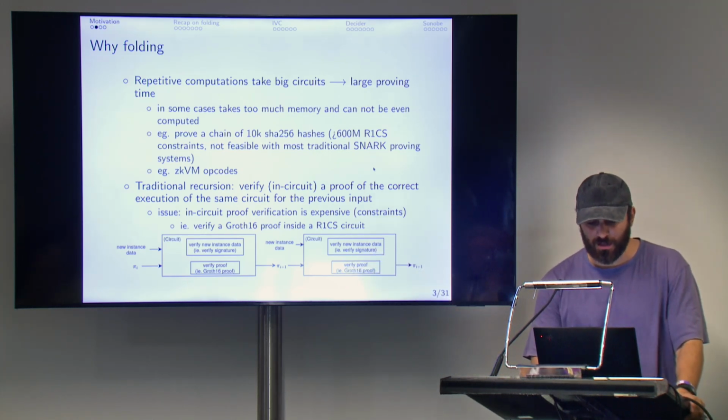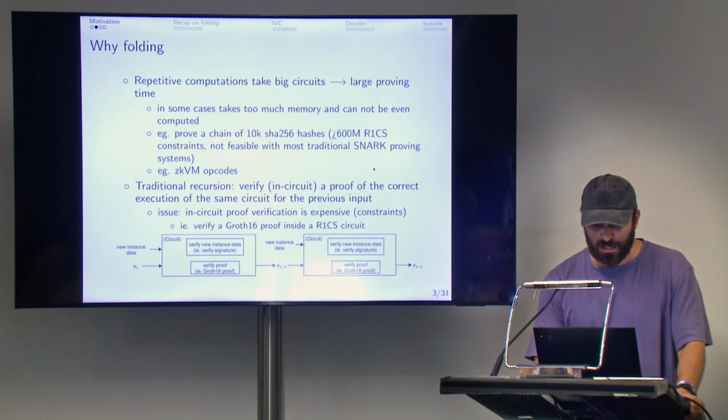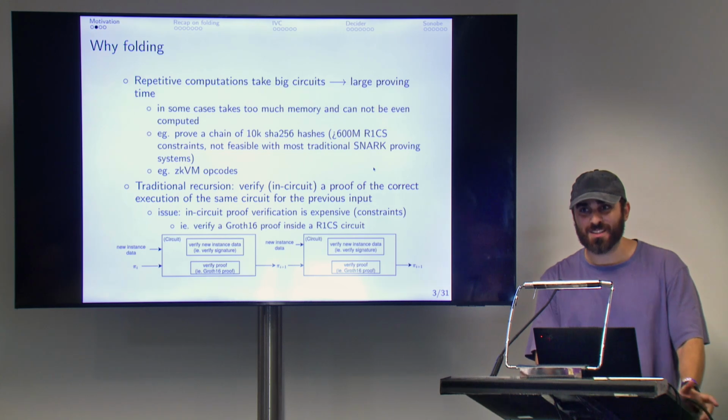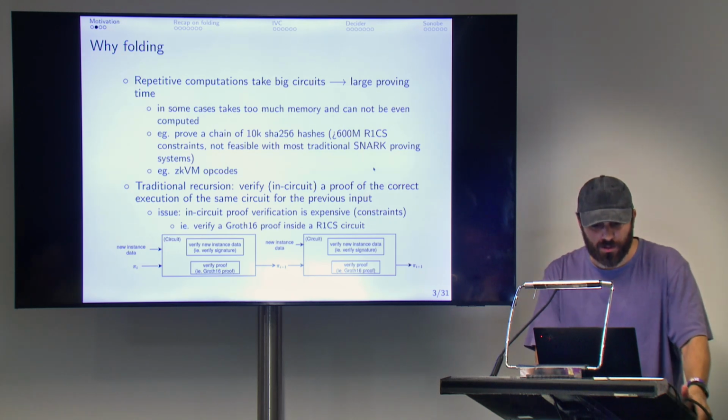The issue with this is that verifying a Groth16 proof within a circuit of Groth16 with R1CS ends up being a bit expensive, some millions of constraints. So that's a bit of the motivation on why we are interested in folding.